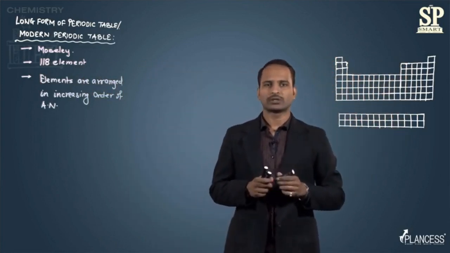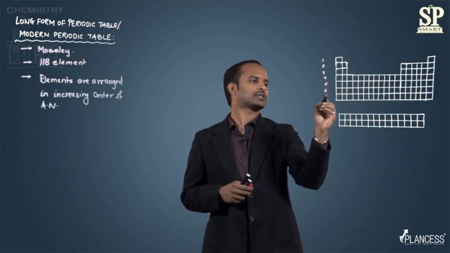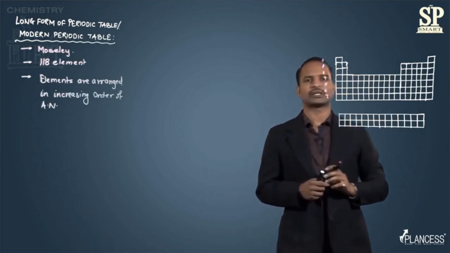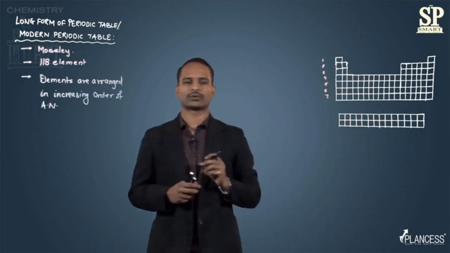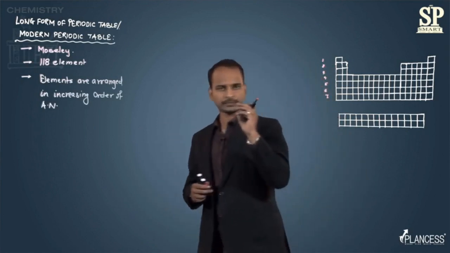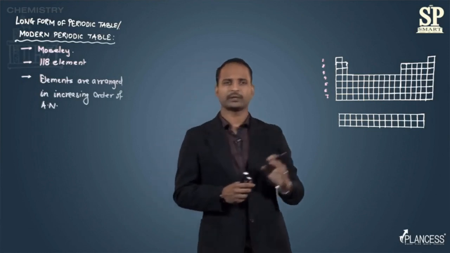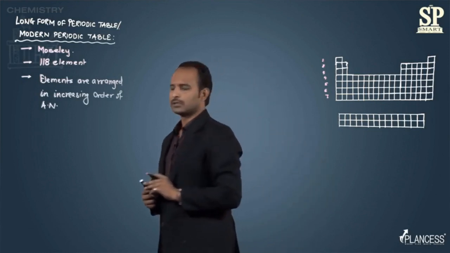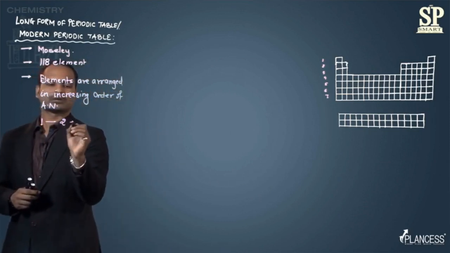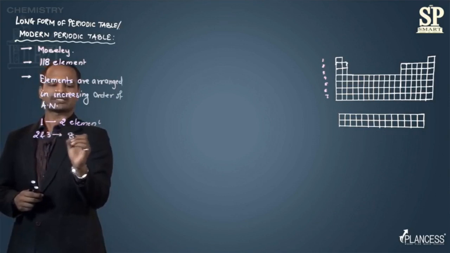This periodic table contains a total of 7 periods: number 1, 2, 3, 4, 5, 6 and 7. The first period is considered the shortest period, containing only 2 elements, hydrogen and helium. The second and third periods are called short periods, as they contain 8 elements each.